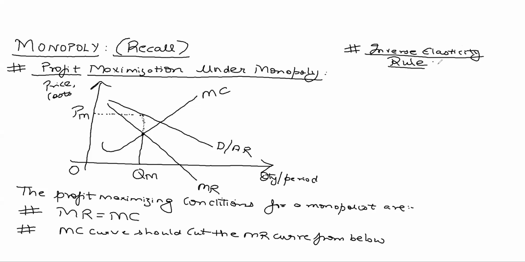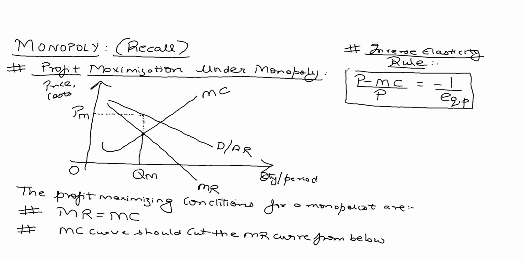The inverse elasticity rule was that (P minus MC) by P, which we call the relative markup. P minus MC is called the absolute markup. P minus MC divided by P is called the relative markup. This is nothing but minus 1 upon EQP, where EQP denotes elasticity of demand.